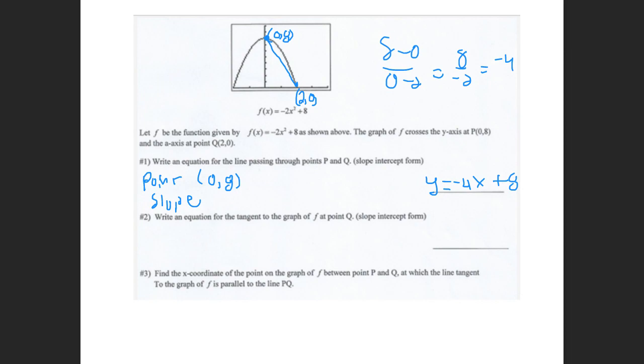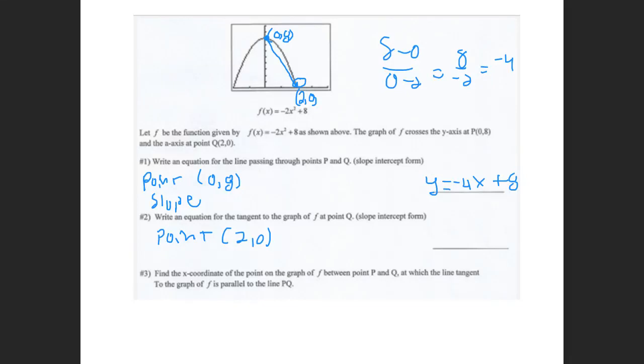Then it says write an equation for the tangent to the graph of f at point Q. Okay, I forgot which one. So Q is this one right here. So they want me to write an equation of a tangent line for that one. Well, in order to write an equation of a tangent line, I need a point, and I know the point is (2, 0) because they gave that to me. And I also need the slope.